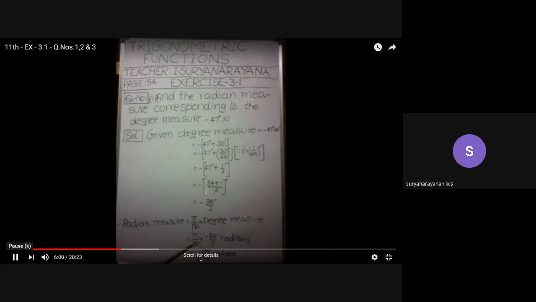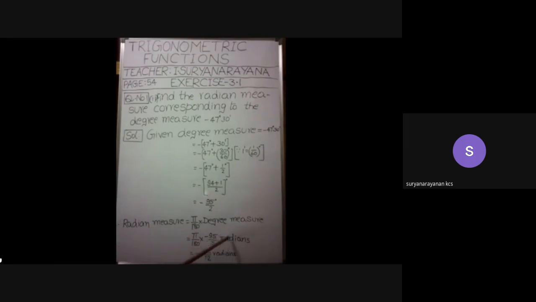That is equal to pi by 180 into, what is the degree measure of this angle? Minus 95 by 2, so pi by 180 into minus 95 by 2 radians. By simplifying these numbers, we get minus 19 pi by 72 radians. So the given angle in degree measure is minus 47 degrees 30 minutes, and the same angle in radians is minus 19 pi by 72 radians.